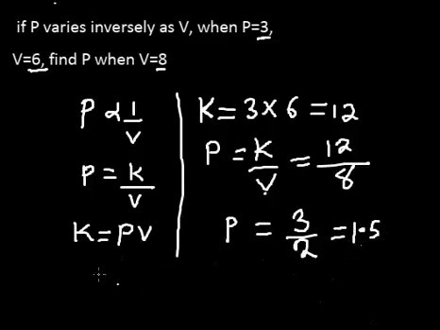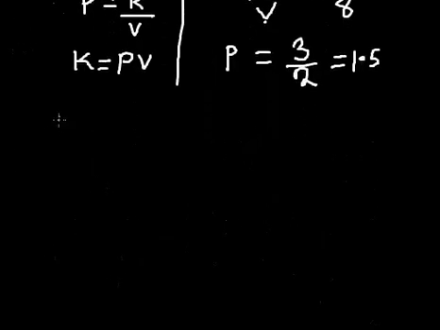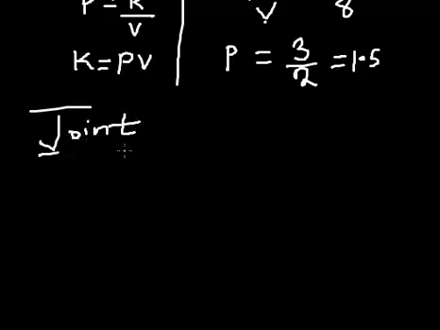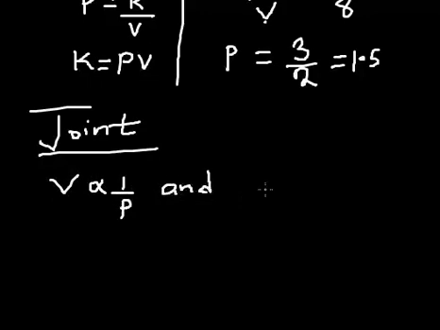Then we now go to the next type of variation, which is joint variation. Now the word joint is made up of a combination of two variations. When the same quantity varies with two different quantities, it is called joint variation. For example, if I say that v varies inversely as p, and the same v varies directly as t, this is called joint variation. So v varies with two different quantities at the same time.